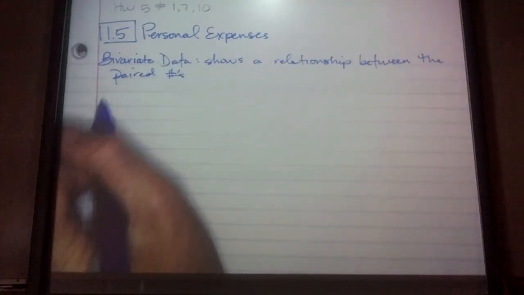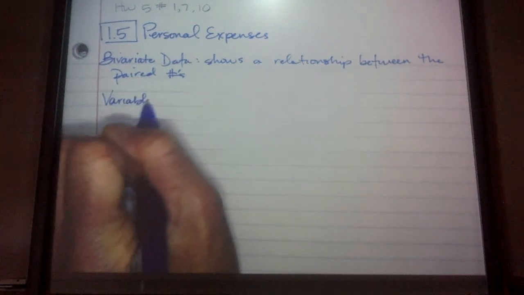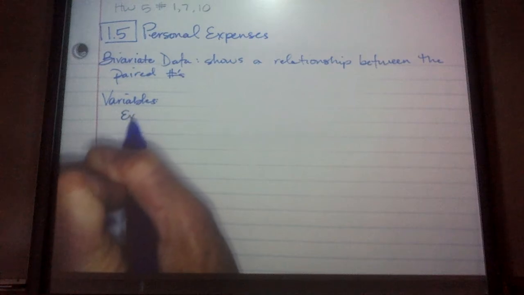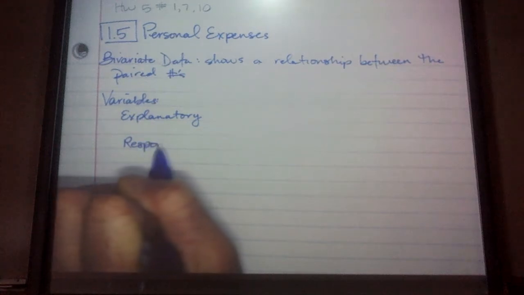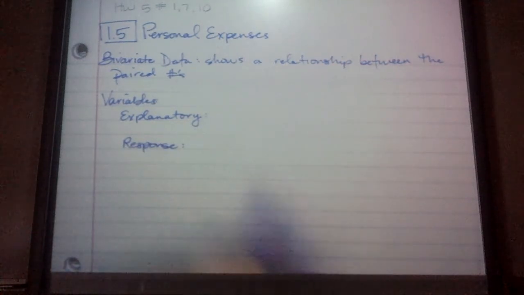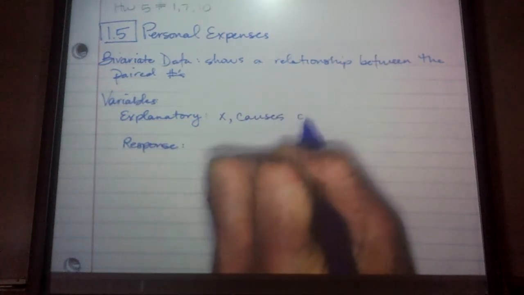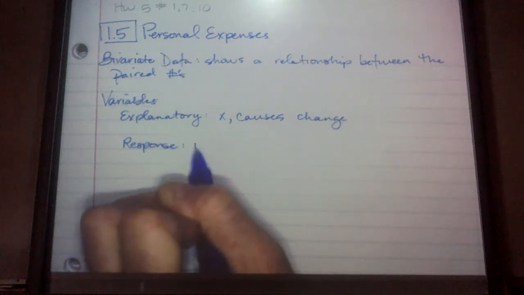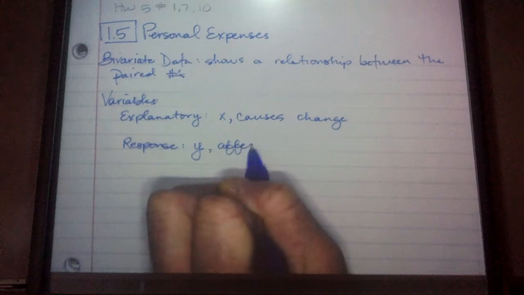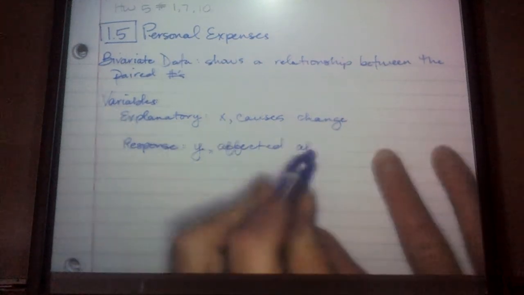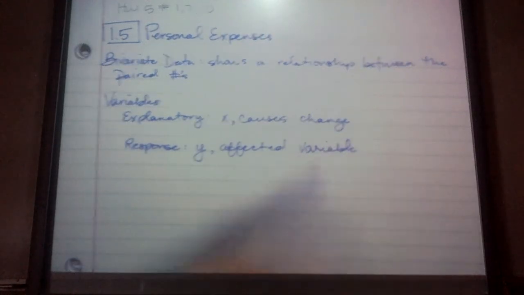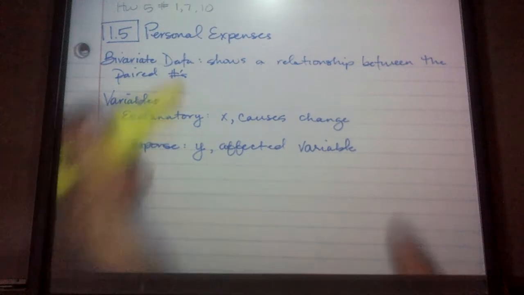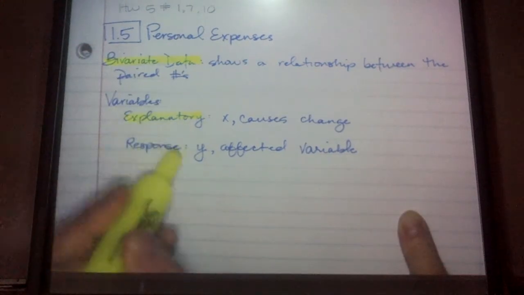And there are two types of variables that they discuss in this section: your explanatory and your response variable. Explanatory is x, and this is the variable that causes the change. Your response variable is y, and we call this the affected variable. Oops, I was about to write affected twice. Affected variable. Okay, so those are the two: bivariate data, explanatory, response.